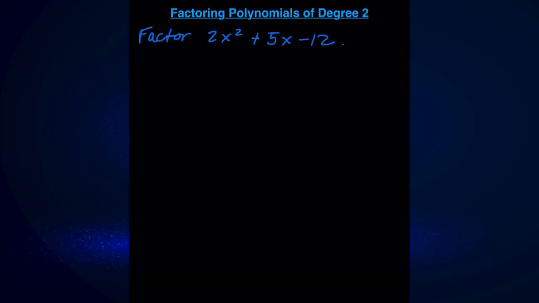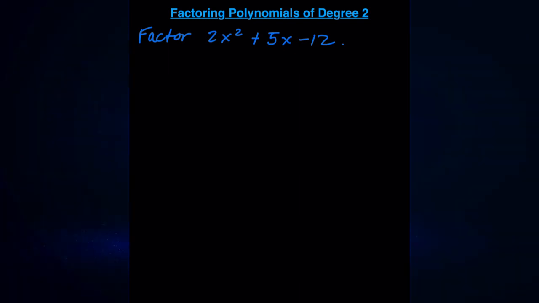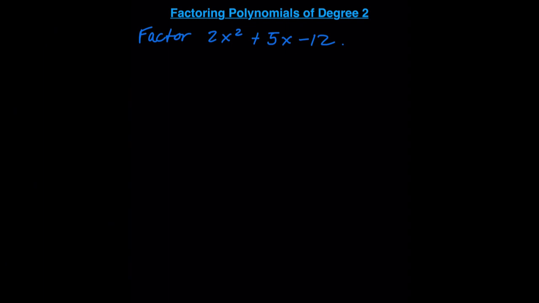Alright, welcome back everybody. Today we're going to go over how to factor polynomials of degree 2, specifically the type where the leading coefficient is not equal to 1. Those are typically the toughest trinomials to factor when you're first getting into factoring. Some people use tricks, shortcuts, all that type of stuff. The method we're about to go through is just straight algebra.